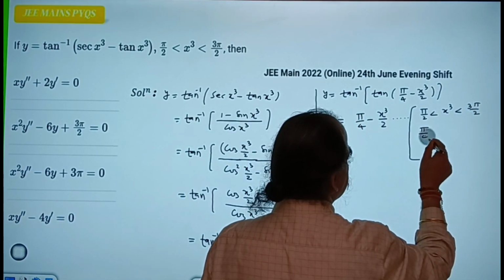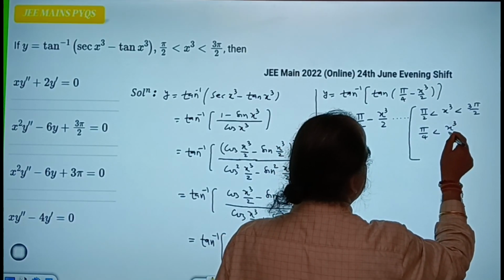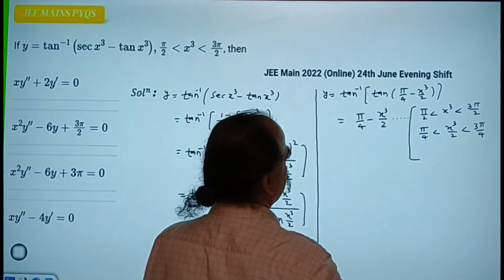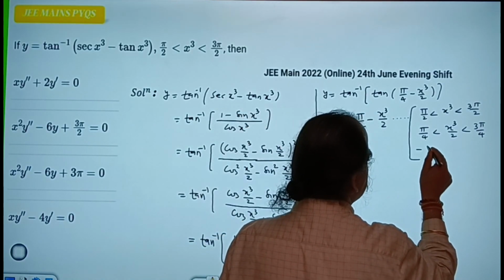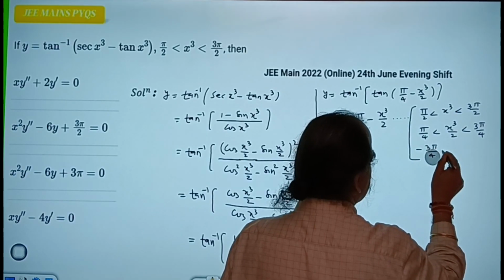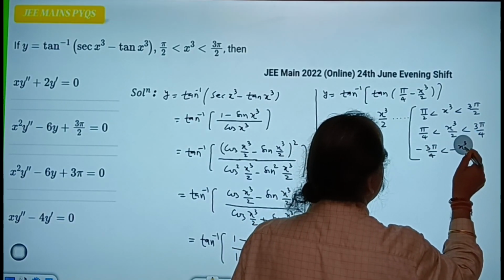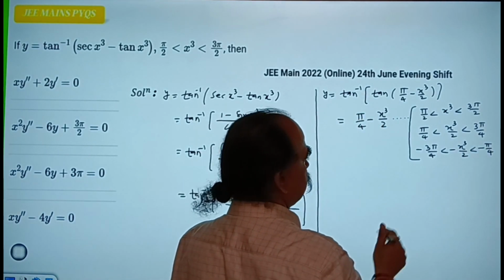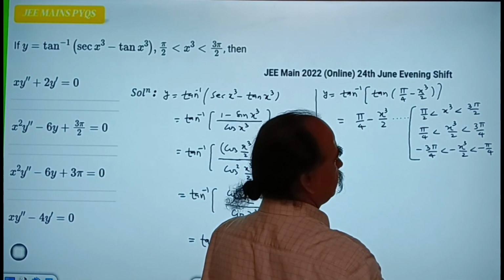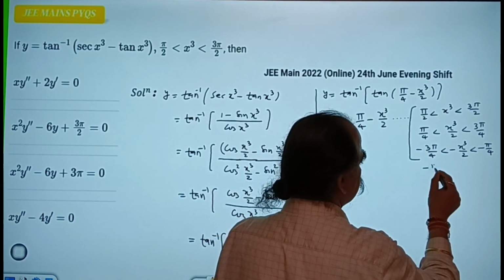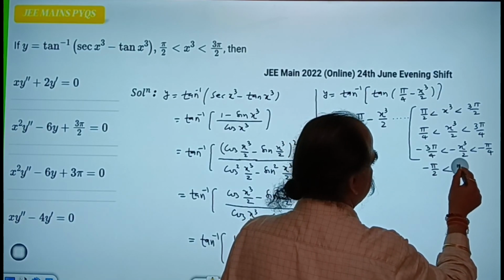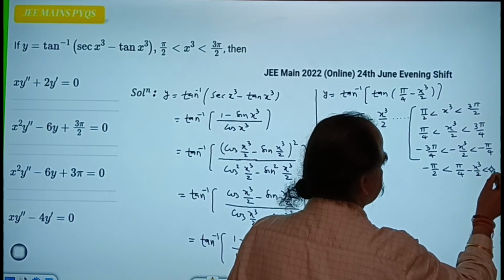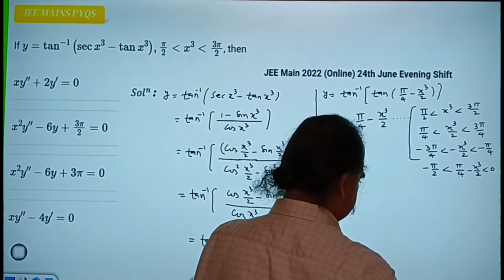so pi by 4 less than x cube by 2 less than 3 pi by 4. Minus pi by 4, so minus 3 pi by 4 less than minus x cube by 2 less than minus pi by 4. Add pi by 4, which will give you minus pi by 2 less than pi by 4 minus x cube by 2 less than 0. So this is the range of tan inverse.